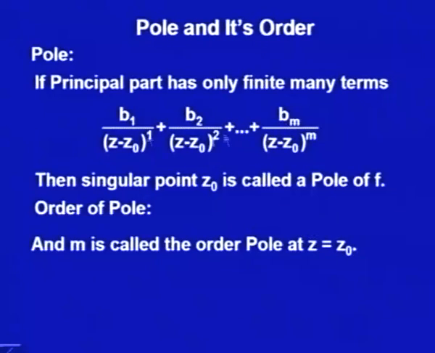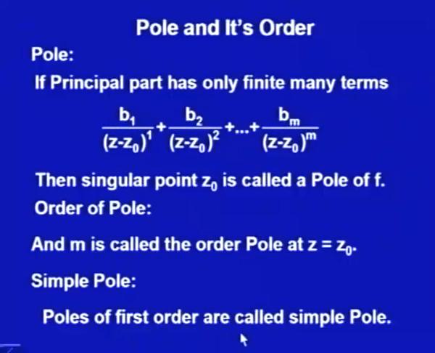Now, if m is equal to 1, that is, if we have only a single term in the principal part, b 1 upon z minus z naught, then it is called a simple pole. So, a pole of first order is called a simple pole. So we have come up with the finite case, a pole of order m, and of course a first order pole we call a simple pole.